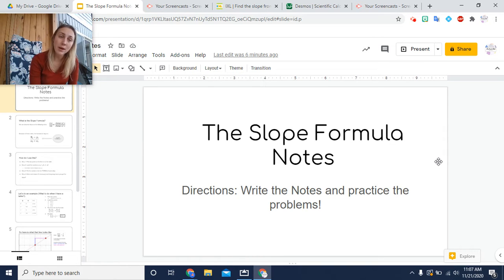So if you have trouble with Y2, you can always watch that video, and you can do it with me, so that'll be always fun. The whole point of this video, though, is to go over the slope formula notes. You have to write down these notes on Monday, look at the examples, and then you can use this for Y2, which you have to do on Tuesday.